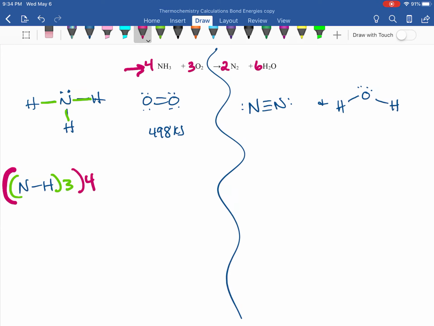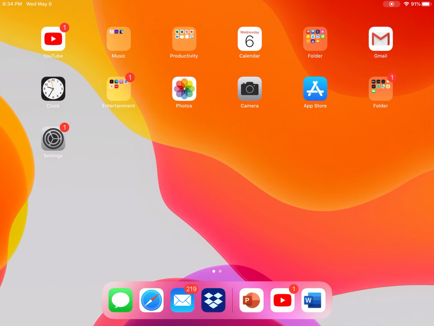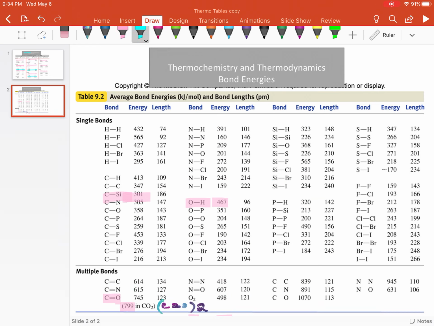So we need to multiply by 3 and by 4. So we literally have 12 NH bonds, okay? And then our oxygen, that multiple bond number, we just have 1 in there, that 498, but we have 3 moles. Okay, so I'm going to write the 498 here, and we know we're going to multiply that by 3, and let's go get the NH bond.